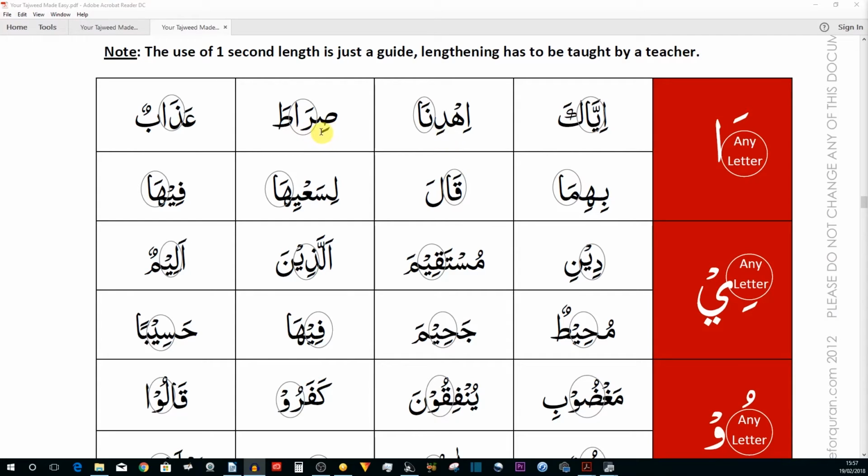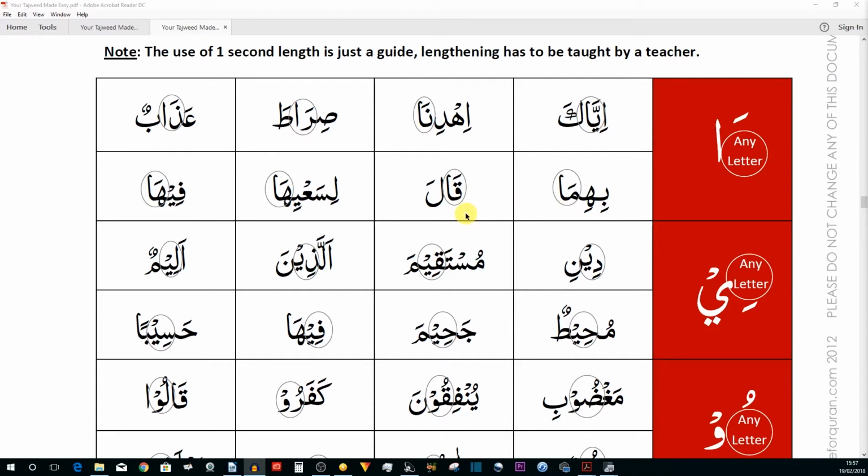Next, sira. The long vowel is on the ra. Siraat, siraat. Next, adhaabun, adhaabun. Next word, bihimaa, bihimaa. So not bihimaa with a stretched ending, wrong. Bihimaa, bi and hi short, and maa would be 2 beats. Bihimaa. Next, qaala.